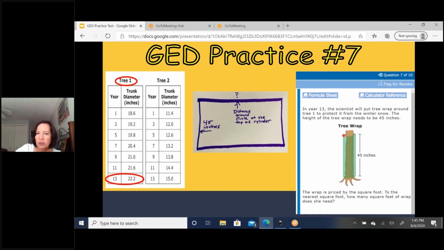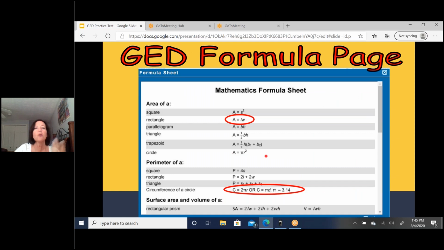So the circle at the top of my cylinder, the distance around that circle, when I flatten it out, that's going to be the length across the top of this rectangle. So hopefully you know that there is a formula to help us find the distance around a circle, and that's called the circumference. So we're back to our GED formula page.